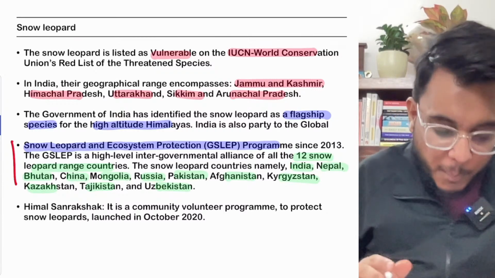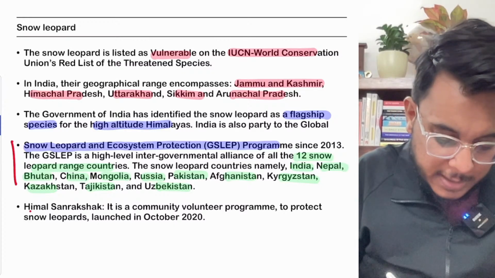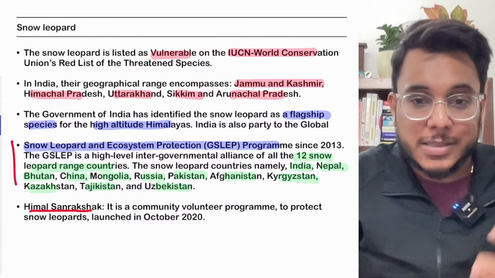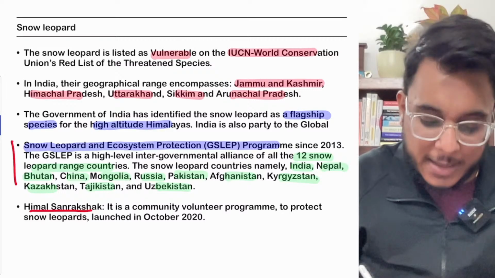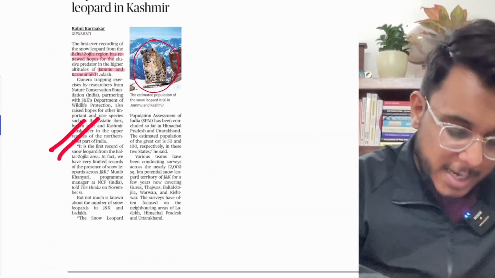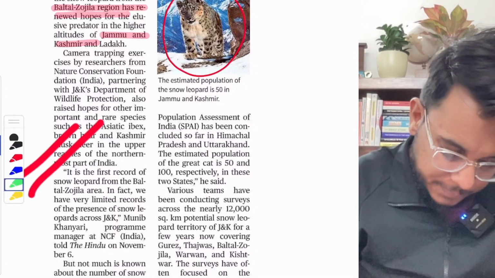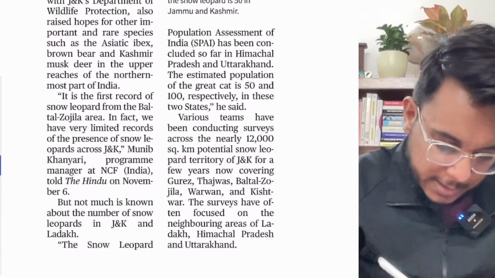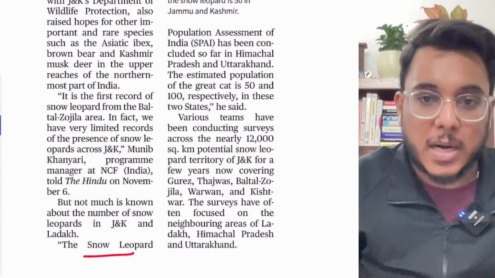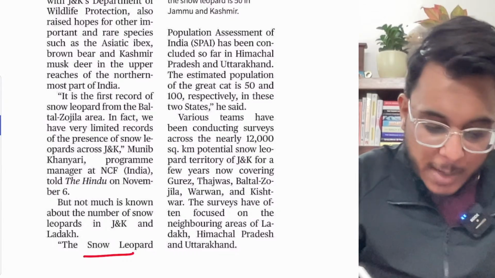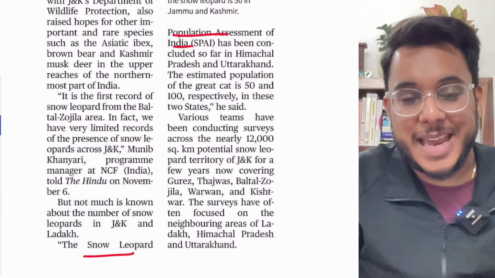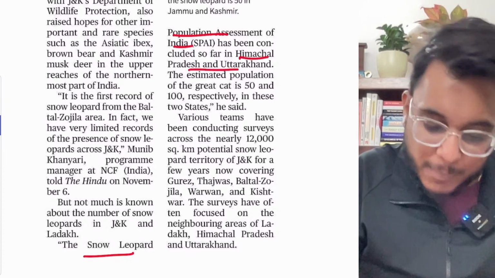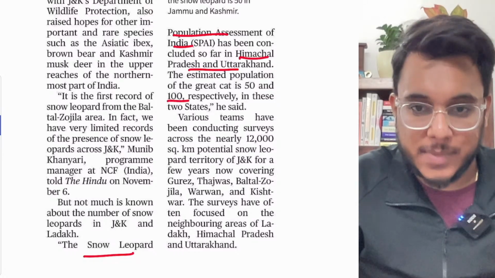Moreover, for the protection of the snow leopard, we are also running the Himal Sangrakshak program, where the locals aim to protect the snow leopard, and this program was started in 2020. Now, when we talk about the snow leopard population, as per the Snow Leopard Population Assessment of India, SPAI, in Himachal Pradesh and Uttarakhand there is a population of around 100 cats. Is it clear or not?